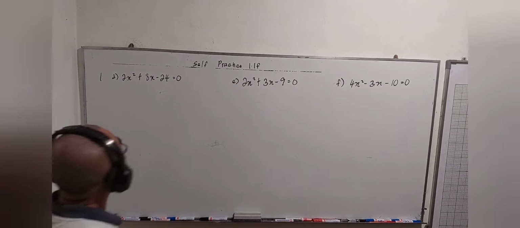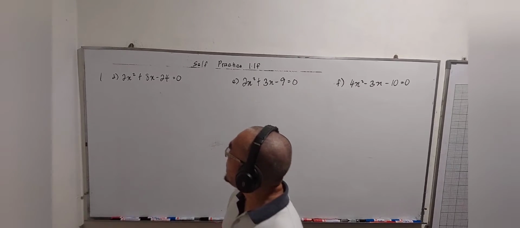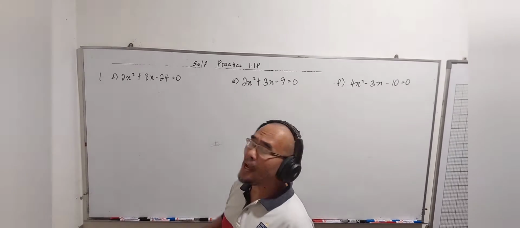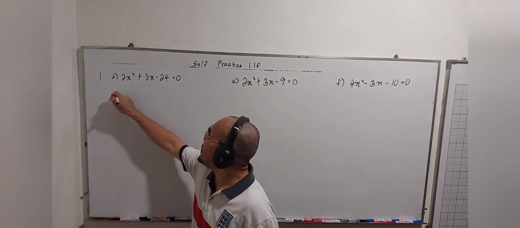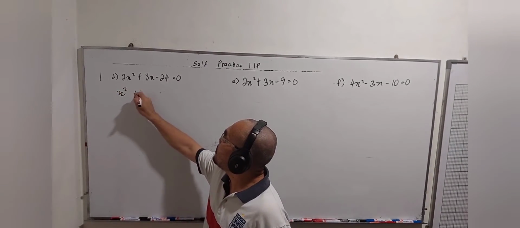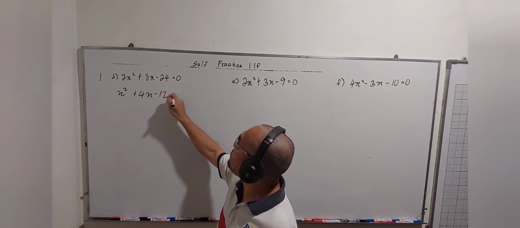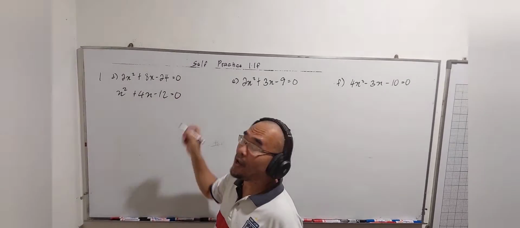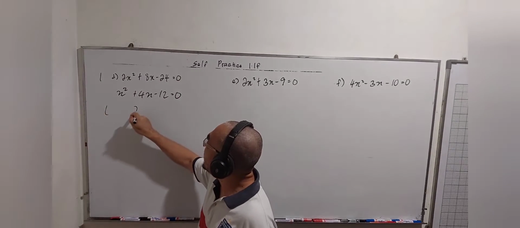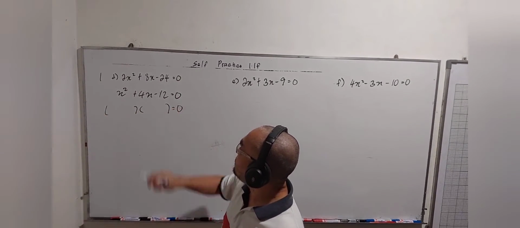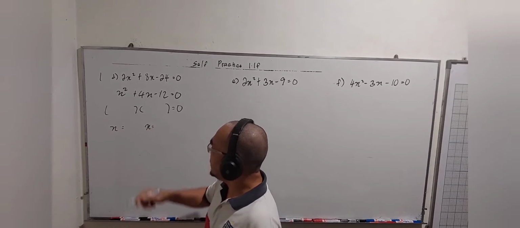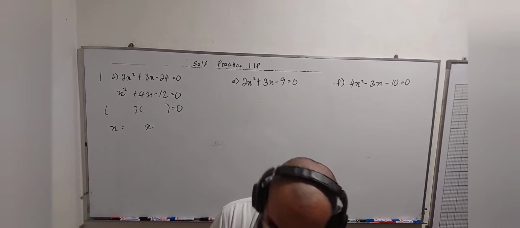Okay, let's continue with question D. In case you can divide all this by 2, you should simplify that. So x squared plus 4x minus 12 equals 0. Because you can divide all this by 2, then write down the factorization, and the first x will be just written down like that.